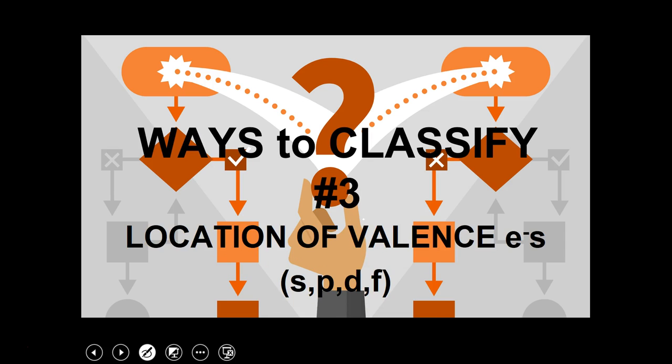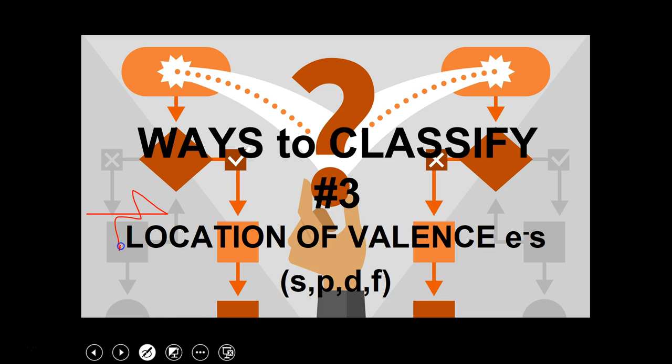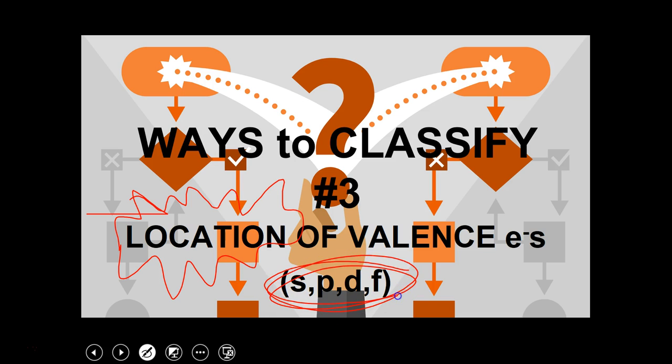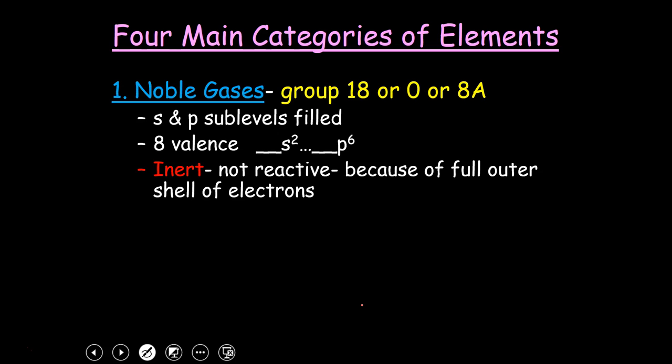Today we're going to talk about another way we classify stuff, and that's all about location, location, location. So not just whether that element's going to gain or lose an electron, or how many valence electrons it has, but where. Where are those electrons located? How they do this is they break it down into 4 main categories.